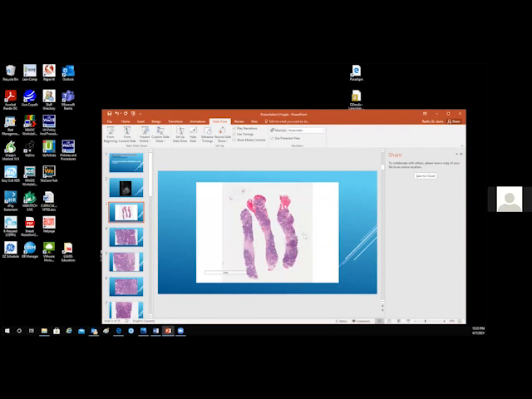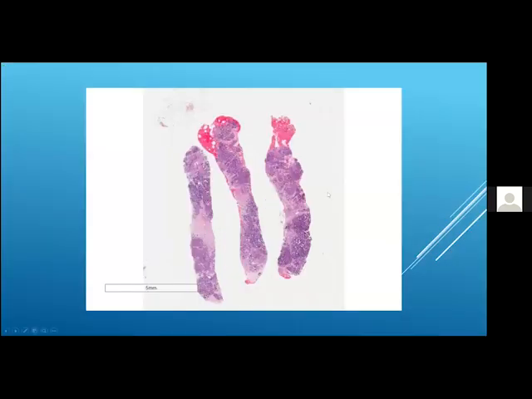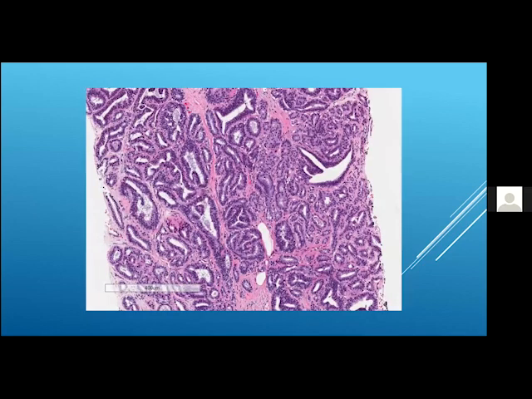As you can see from the low power view, this lesion has some nodularity to it, and is very, very cellular. Let's go a little bit higher power. There are areas like this where it's more of adenosis and some columnar cell change.